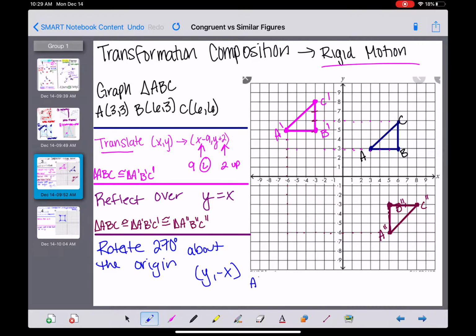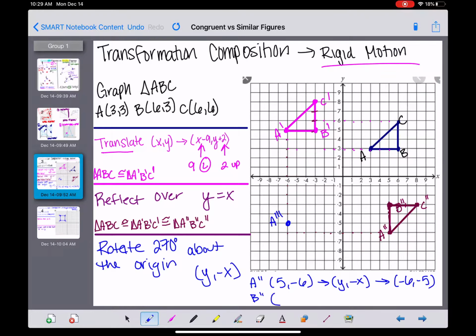So A double prime has the coordinates of 5, negative 6. I'm going to flip-flop my x and y and negate the x. So that changes into negative 6, negative 5. This gets labeled A triple prime.